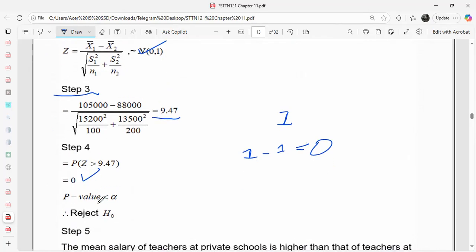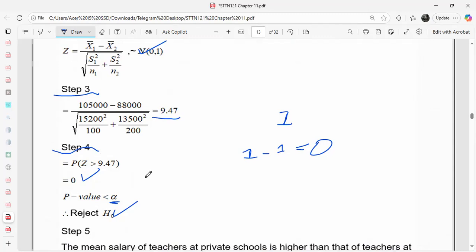Therefore, that was step number 4. Now you're going to compare the probability with the significance level. So is the p-value less than alpha? And alpha is 0.05. So the p-value is 0. So now, 0 is less than 0.05. The bigger one is the alpha, this one. Therefore, we reject the hypothesis under step number 4.